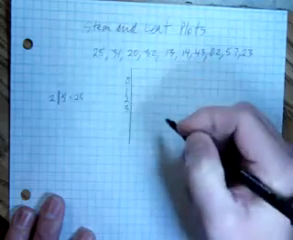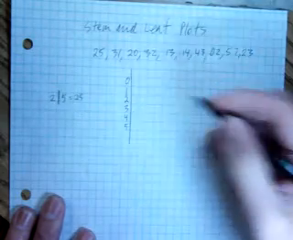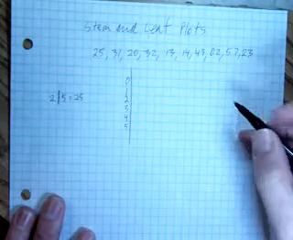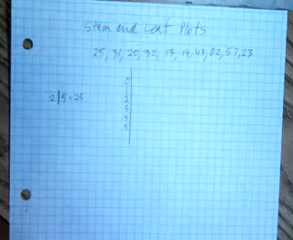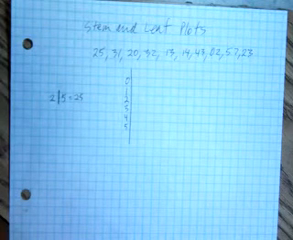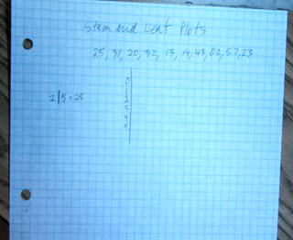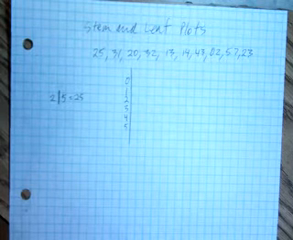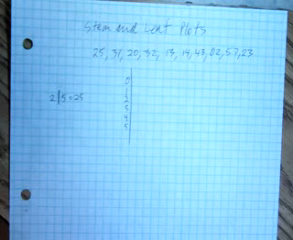If I was to put a 2 here and a 5 here with a line separating it, your reader needs to know, well, how should I read that? Should I read that as 2.5? Or should I read that as 25? For this example, we're going to read this as 25.